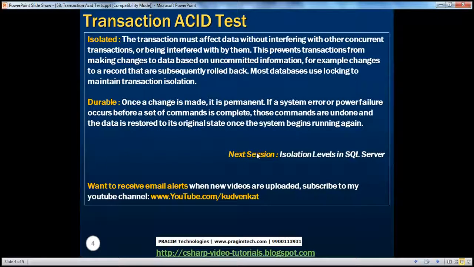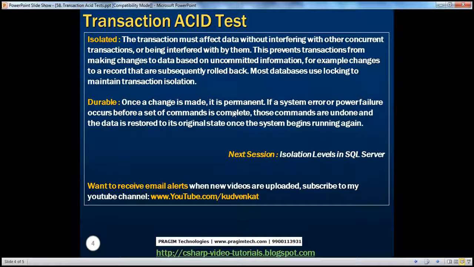The transaction should also be isolated. What we mean by this is that the transaction must affect data without interfering with other concurrent transactions or being interfered with by them. If there are two transactions, transaction A and transaction B, transaction A shouldn't interfere with transaction B, and similarly transaction B shouldn't interfere with transaction A. Both of them should work as a single unit of work, and they shouldn't interfere with each other.